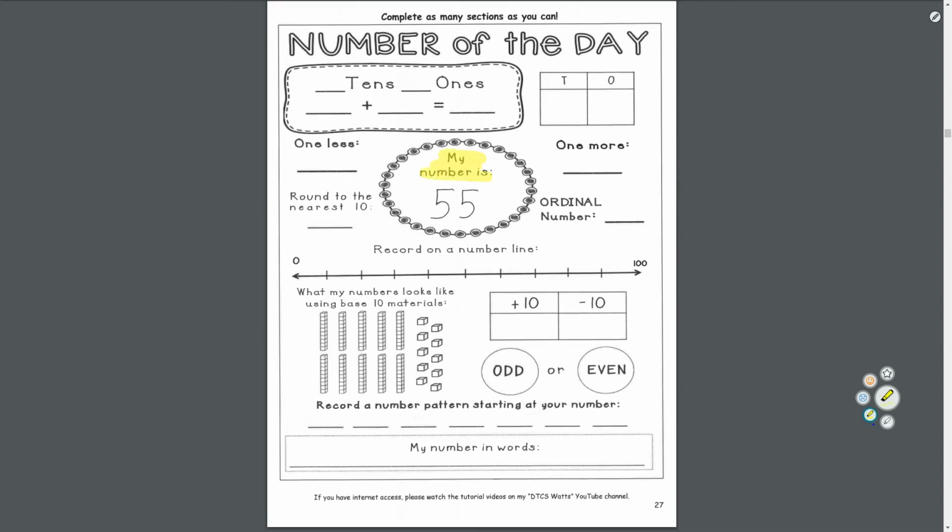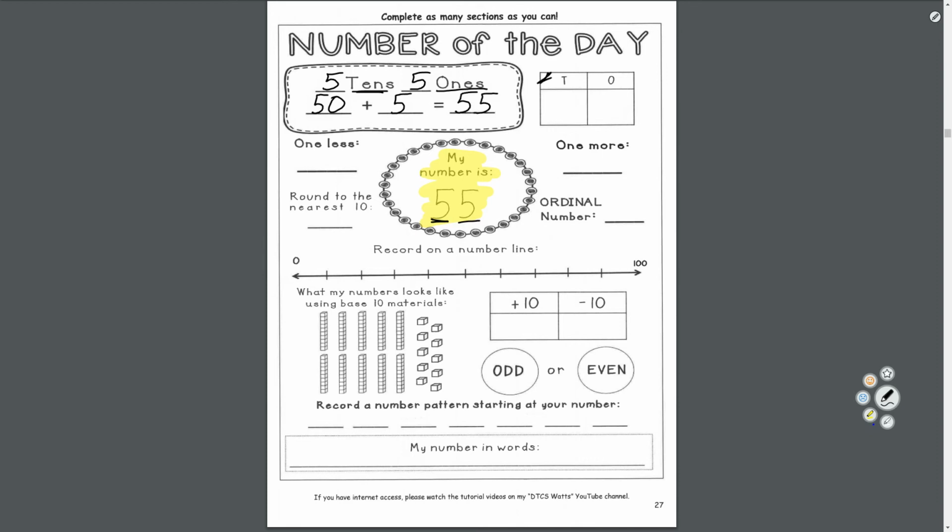My number is 55. Okay. In the tens place, we have a 5. 5 tens equals 50. In the ones place, we have 5. 5 ones equals 5. 50 plus 5 will equal 55.